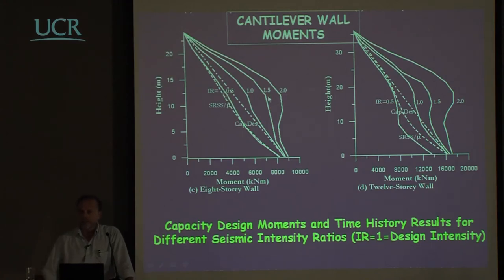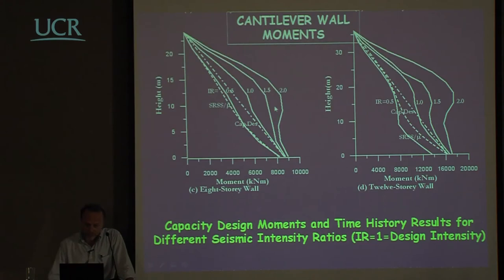But if you increase the peak ground acceleration, and therefore you have an earthquake where the demand is larger, the distribution of the bending moment along the height changes very significantly. Of course, it cannot change very significantly here, because here is where you have the formation of the plastic hinges, and therefore this modification here is only due to the strain hardening of the steel, essentially.